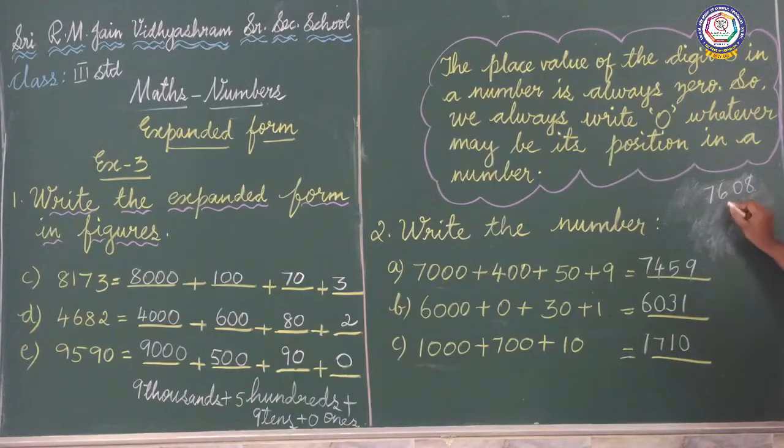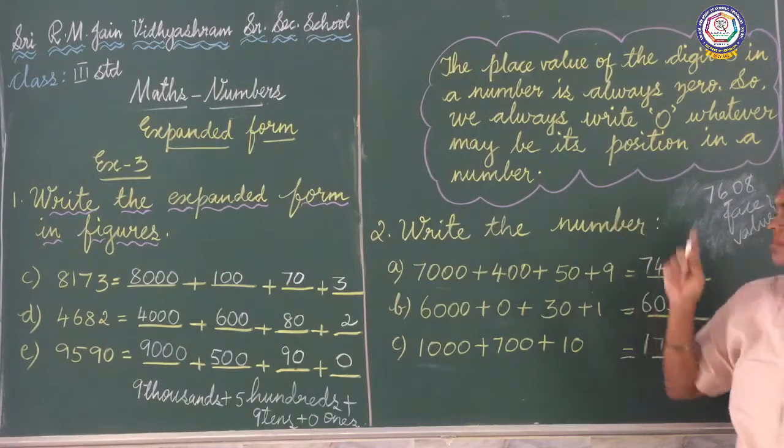Next, what is the face value of 6, if they are asking? 6 only. You don't write 600. That is place value, and this is face value. What is the face value of 6? 6 only. You don't write 600. That is place value. Okay.